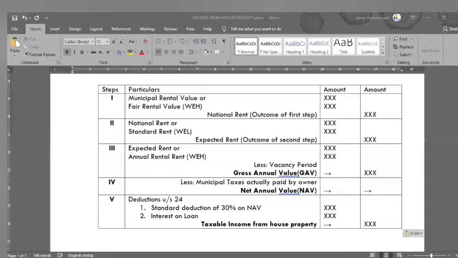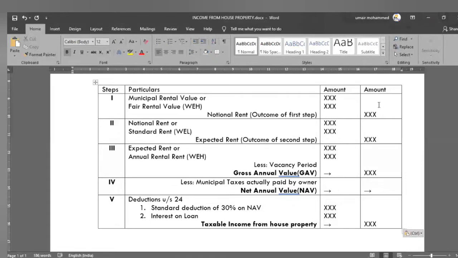What does the fair rental value or the market price which the owners are charging, and you can conclude that for a house this big, this is the average market price, which we generally say fair rental value. So in the first step, we compare these two, find out whichever is higher and take that as the outcome of the first step, termed as notional rent.